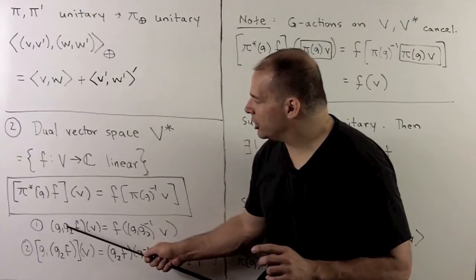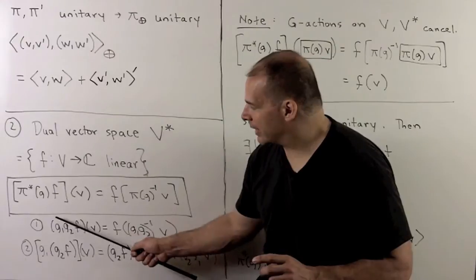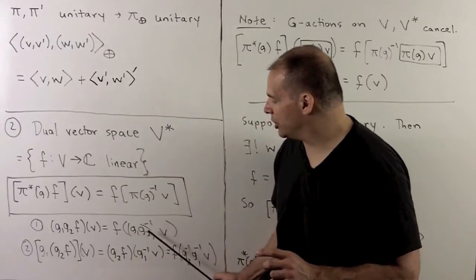So if I let g1 g2 act on f, that's just going to go to the inside as (g1 g2) inverse.